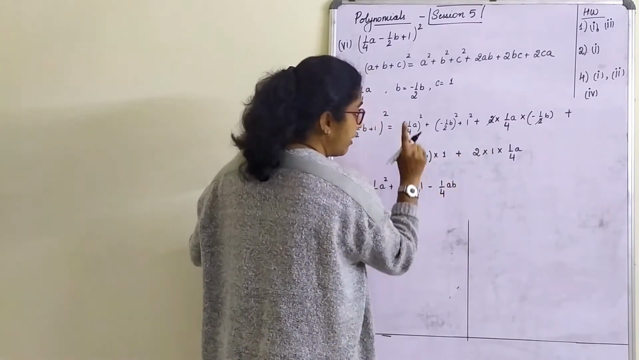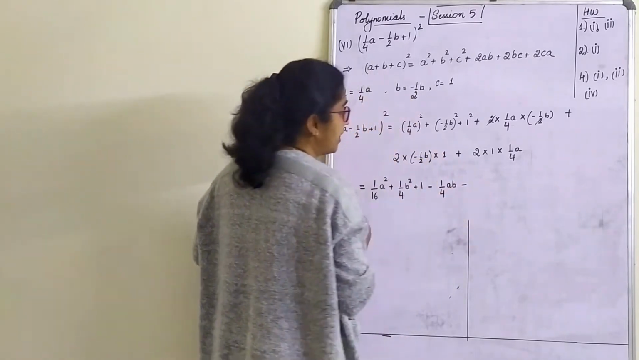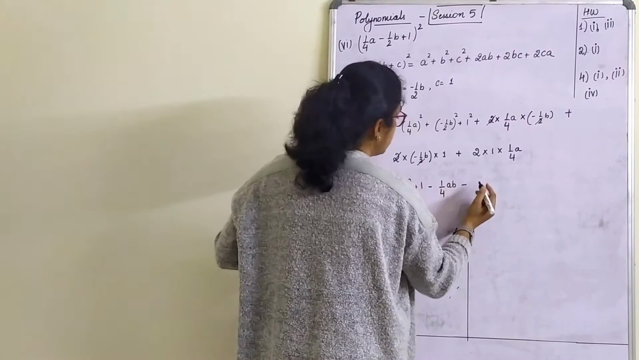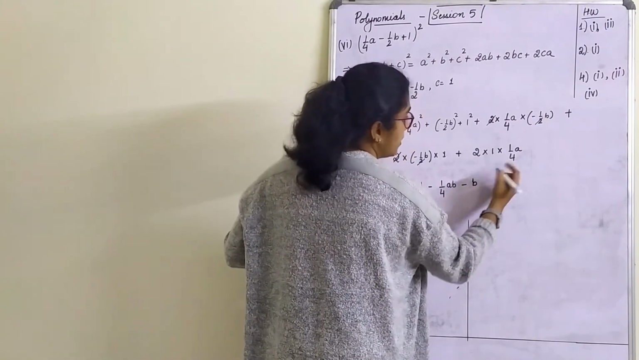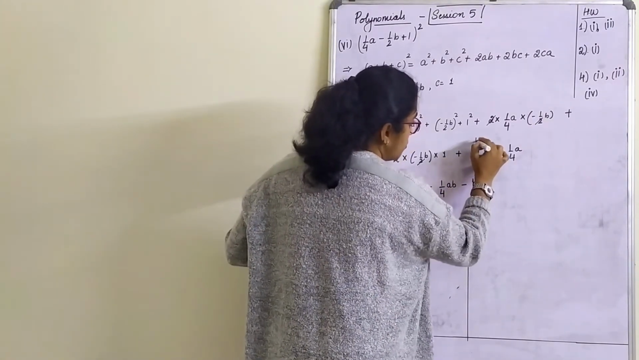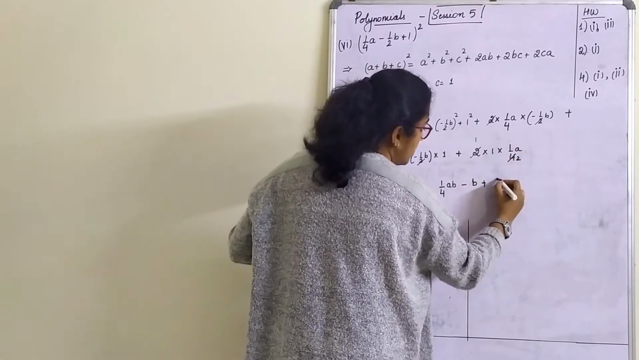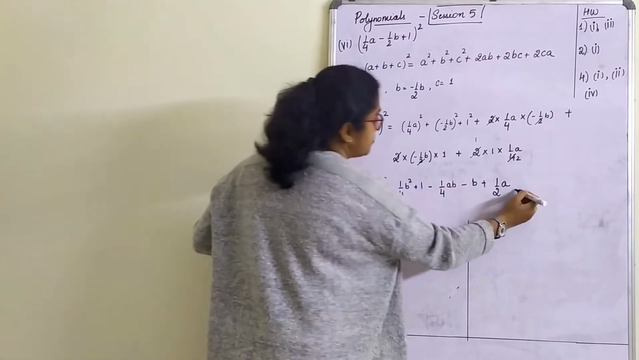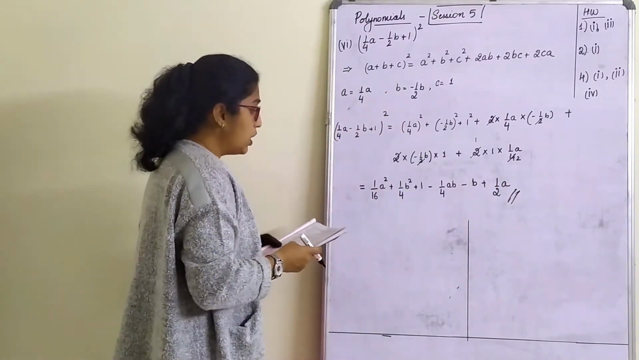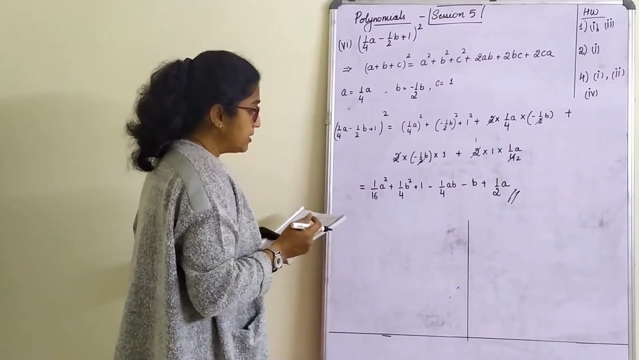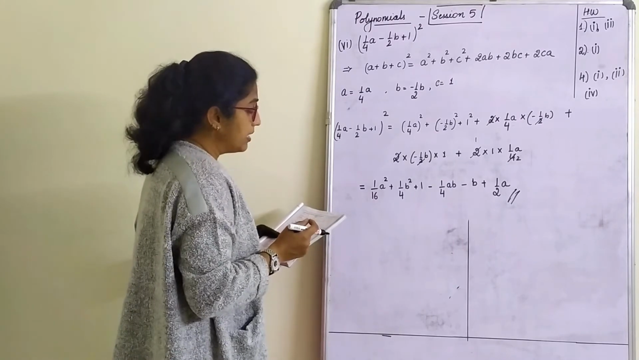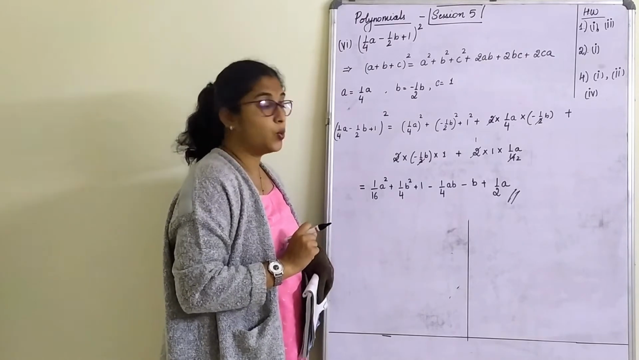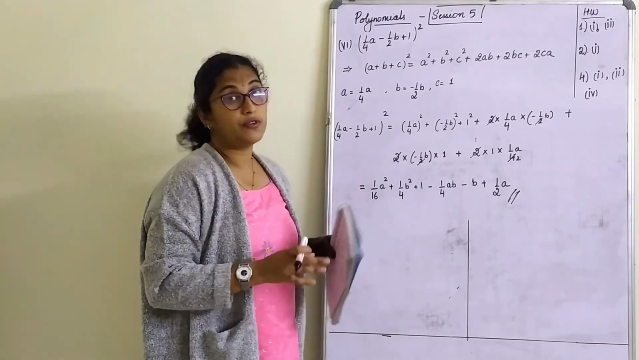So here again we have 1 minus. So it is again minus here. This 2 and this 2 I can cancel. So this is minus b. Here plus 2 1s are 2, 2s are. So this is 1 by 2a. So the answer for this is 1 by 16a square plus 1 by 4b square plus 1 minus 1 by 4ab minus b plus 1 by 2a. So this is the solution for this given sum.